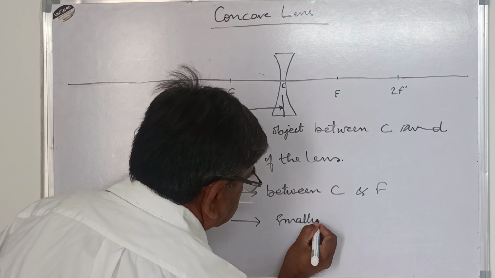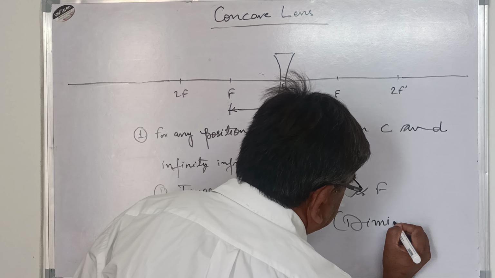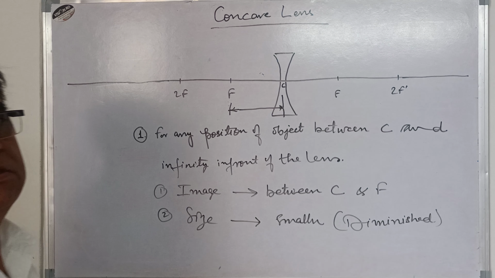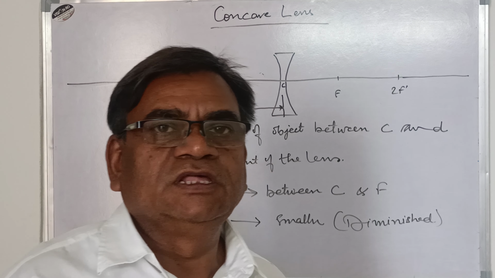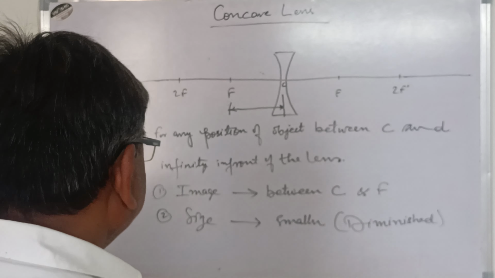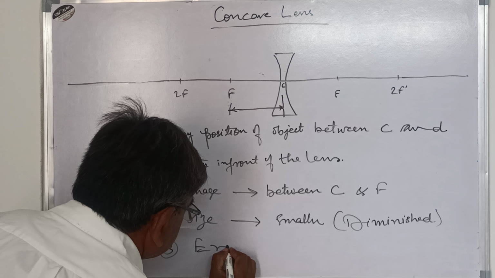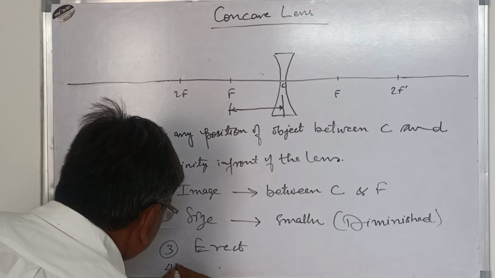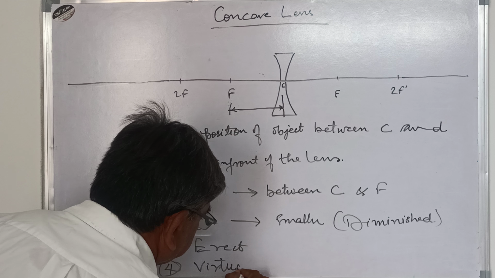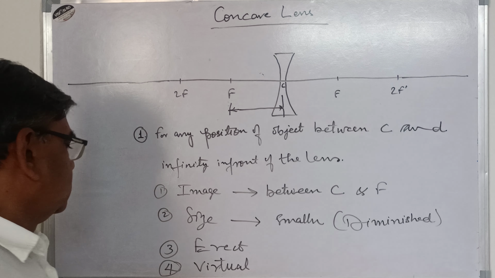smaller, that is diminished, D-I-M-I-N-I-S-H-E-D. Diminished means smaller the size of the image when compared with the size of the object, and it will be erect, upright. And number 4, virtual. No image by a concave lens is real, it is virtual.